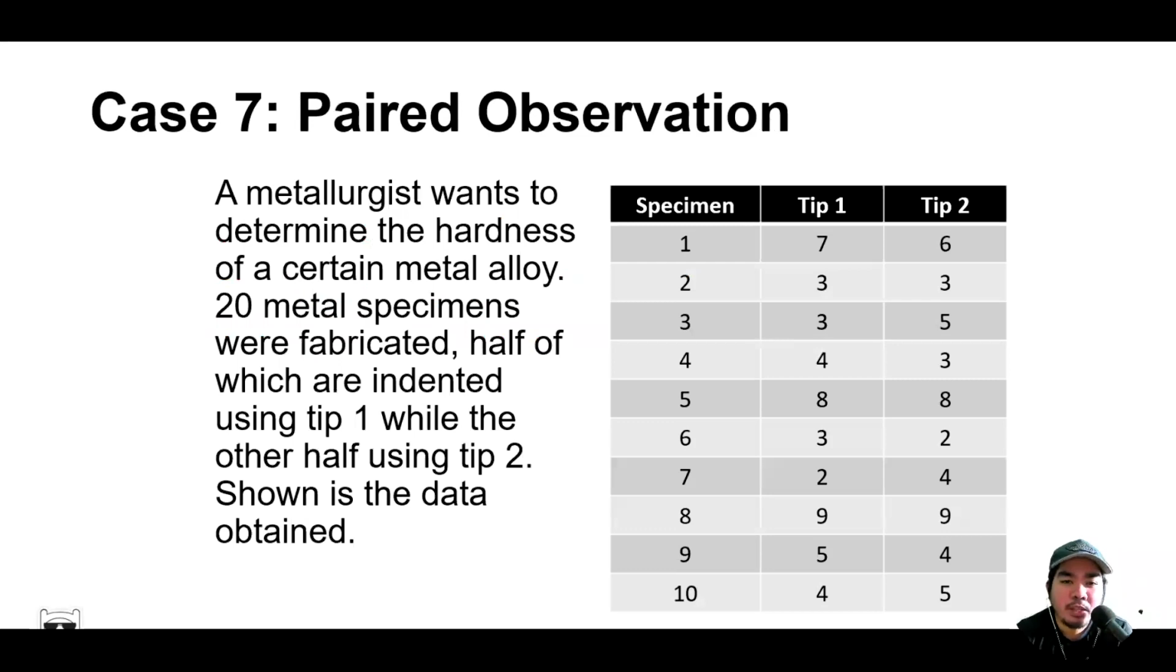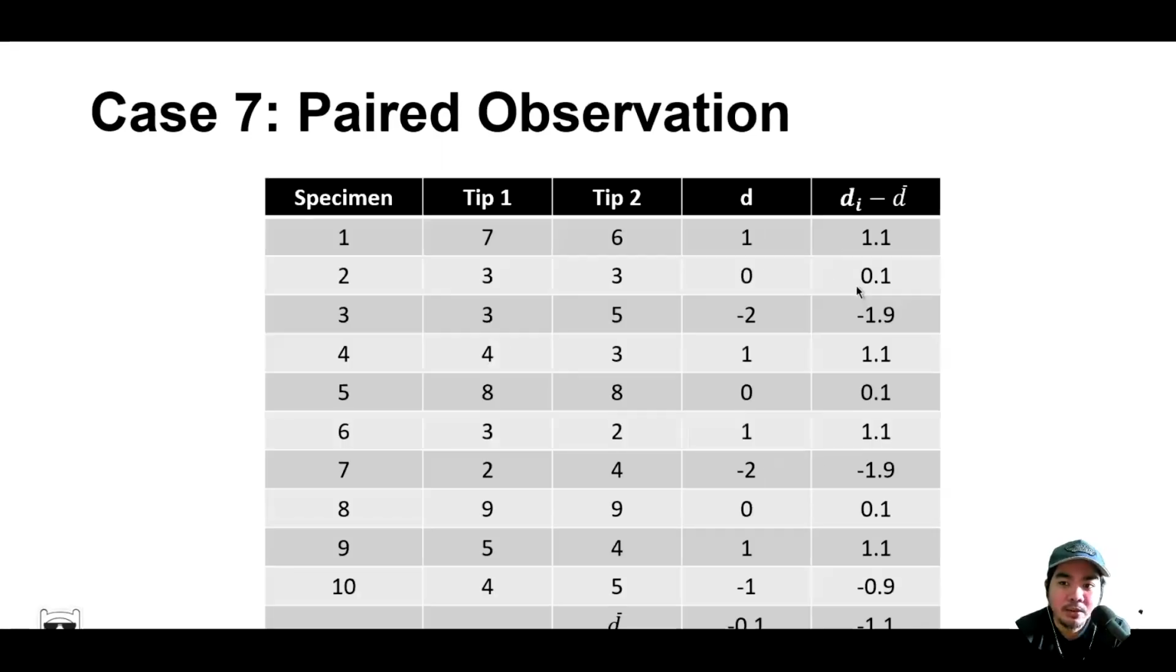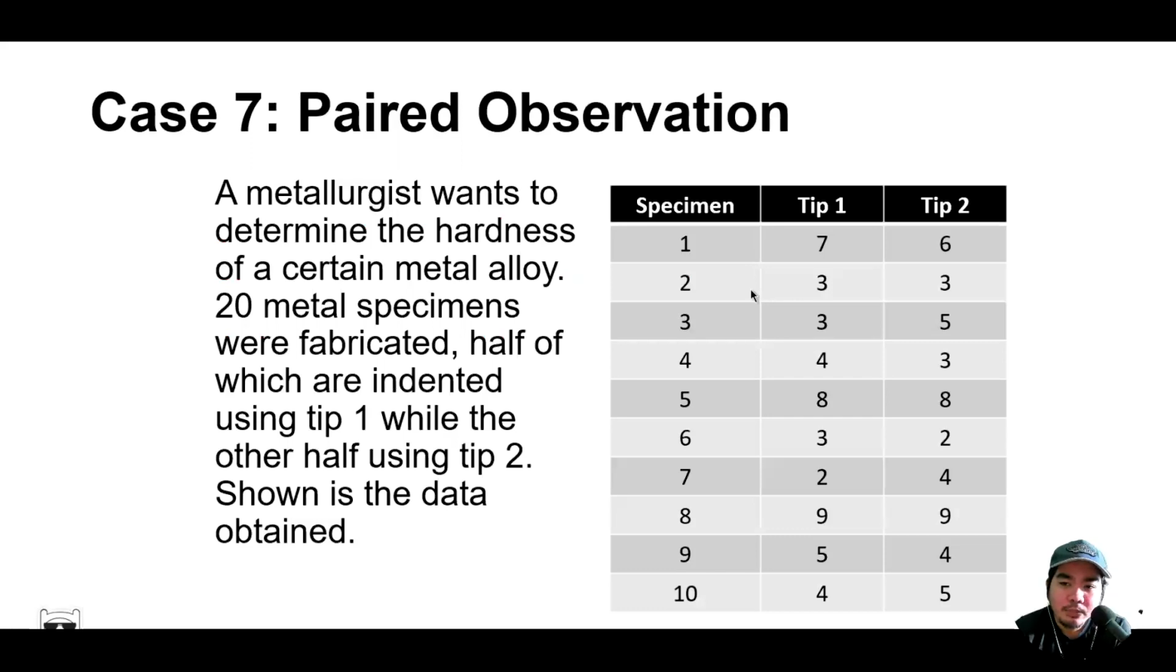A metallurgical engineer or metallurgist wants to determine the hardness of a certain metal alloy. Tapos 20 metal specimens were fabricated and half of which are indented using tip 1 while the other half is indented using tip 2. Then shown is the data obtained. Parang ganyan, no?